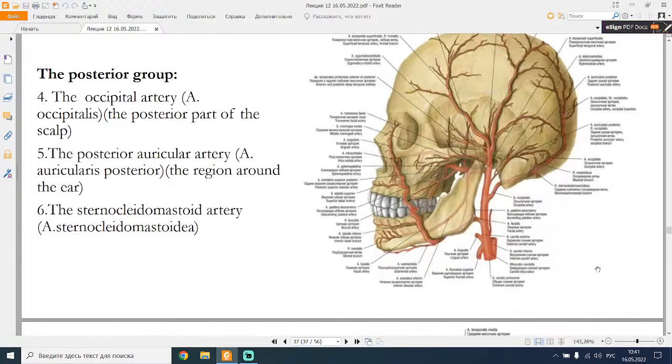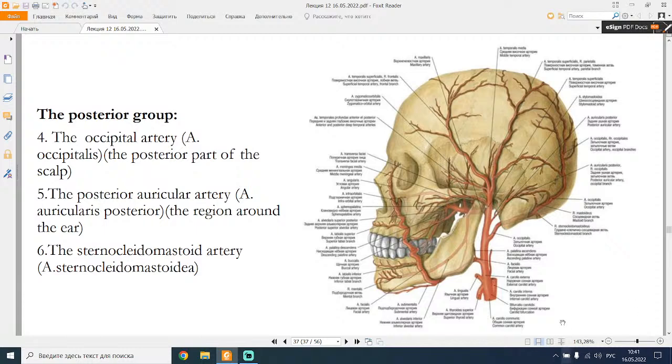Posterior group. The occipital artery, arteria occipitalis, supplies the posterior part of the scalp. Next artery, posterior auricular artery, arteria auricularis posterior, supplies the region around the ear.